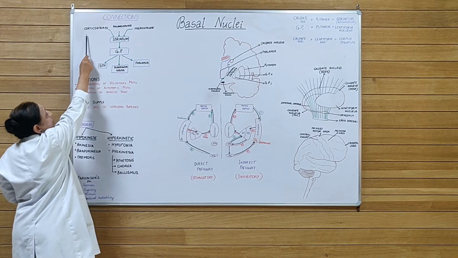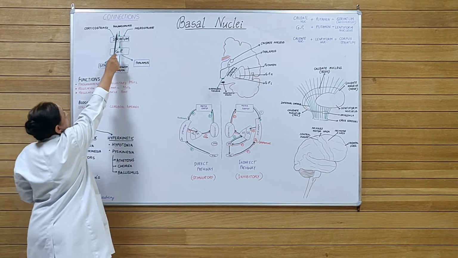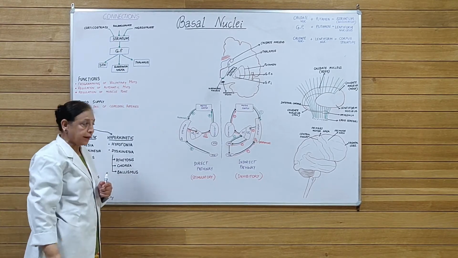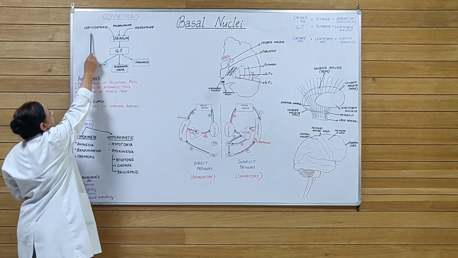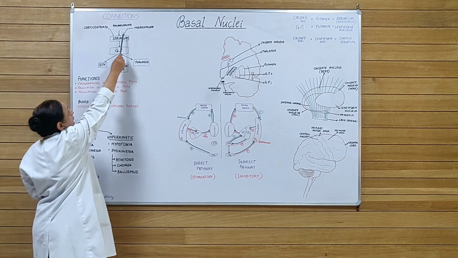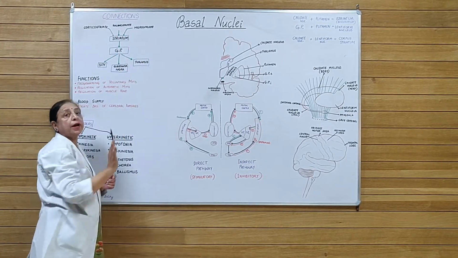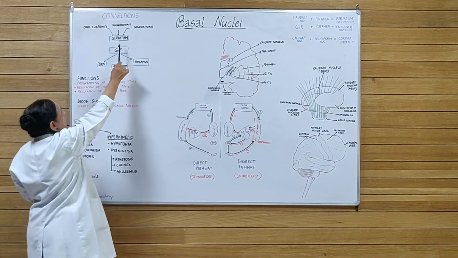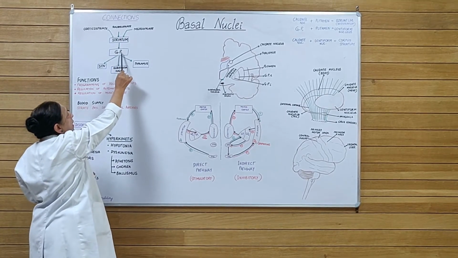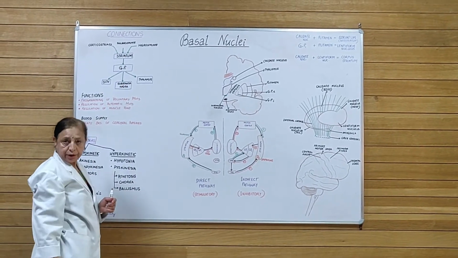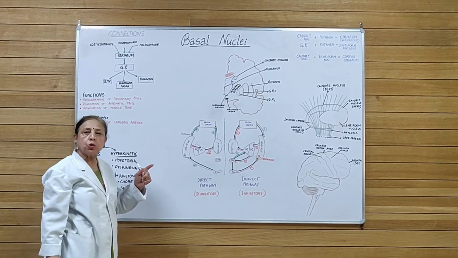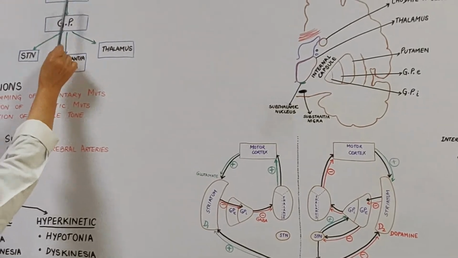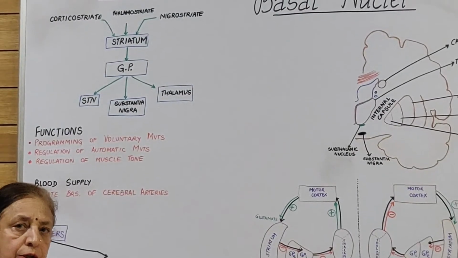They are coming from the cortex. They are coming from the thalamus. And they are coming from the substantia nigra. So we have the corticostriate, the thalamostriate and the nigrostriate input. Alright. Now the output from the striatum is going to come to the globus pallidus. So the afferents to the globus pallidus are going to be the outflow from the striatum. Clear about this?